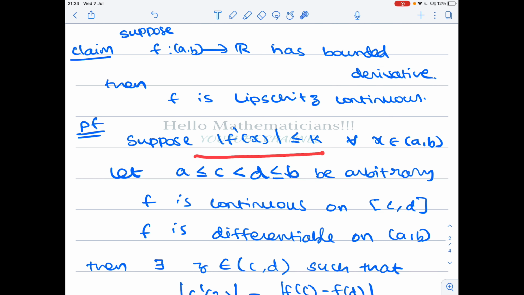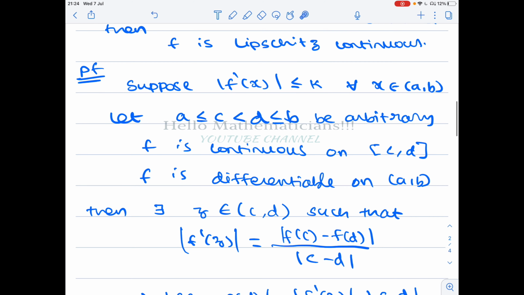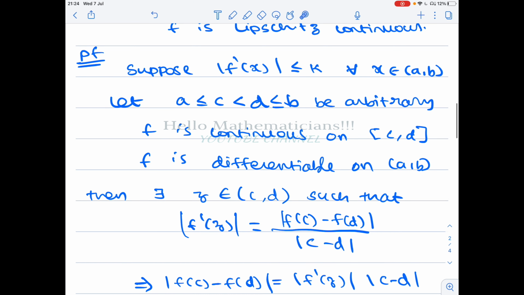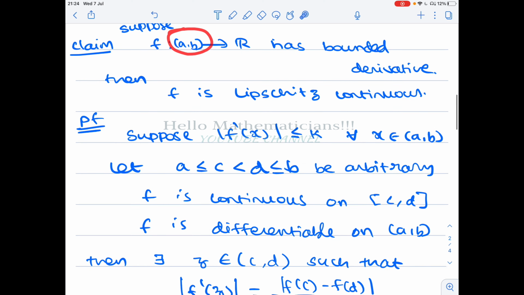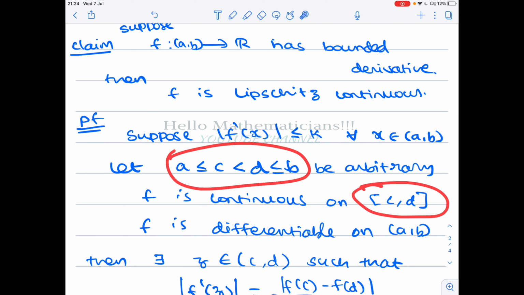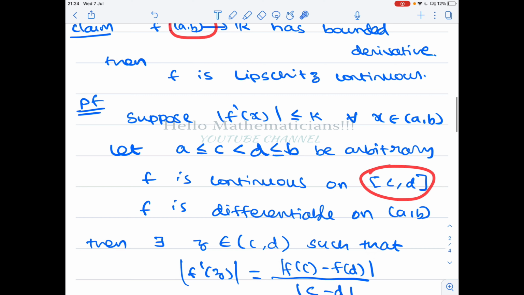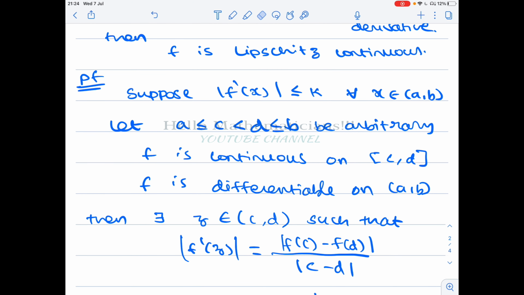Suppose modulus of f prime of x is less than or equal to k for every point in open (a,b). Now I take two points c less than d arbitrarily from the interval (a,b). This function f is continuous in the open (a,b), and the closed interval [c,d] is a subinterval of the open interval (a,b). Therefore, f is continuous on this closed interval. f is differentiable in open (a,b), therefore f is differentiable in the subinterval open (c,d).